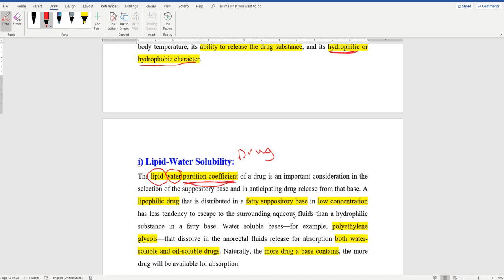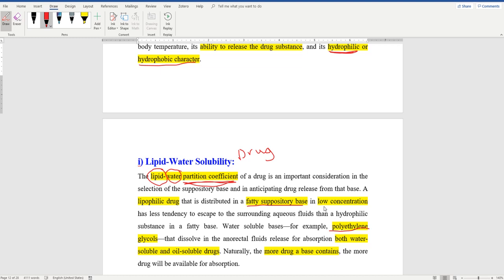I will not talk about this in detail because I think you will study it next semester, or first semester in third year. But if the drug has more lipid solubility, would you prefer to put it in a fatty suppository, or would you prefer to put it in a water miscible suppository? Now, if you put it in fatty suppositories, then as I said in my previous explanation, the drug would prefer to stay in the base because the surrounding medium is aqueous and the drug is lipophilic.